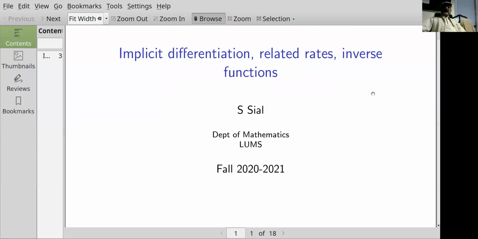In this segment, we will be considering implicit differentiation, and after this, related rates and inverse functions. In all of these, there's a common theme that you will need to take derivatives using the chain rule, and then you will be taking the derivative of some expression and then having to solve for the derivative that you are searching for.